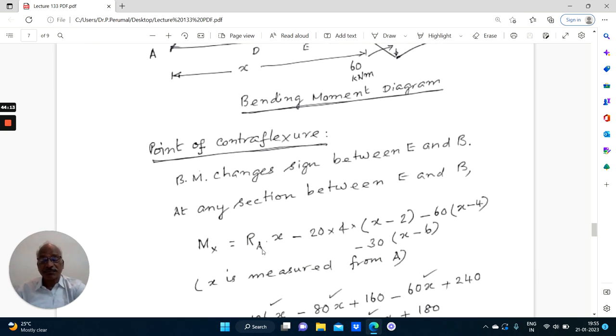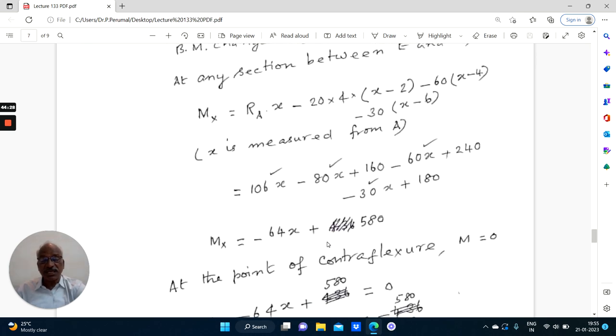RA into X, X is measured from A, RA into X minus 20 into 4 into (X minus 2), minus 60 into (X minus 4), minus 30 into (X minus 6). So this is the general equation. After simplification, you get M_X equal to minus 64X plus 580, after simplifying all these things.